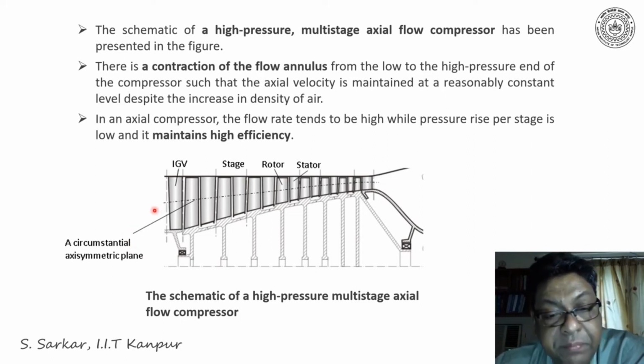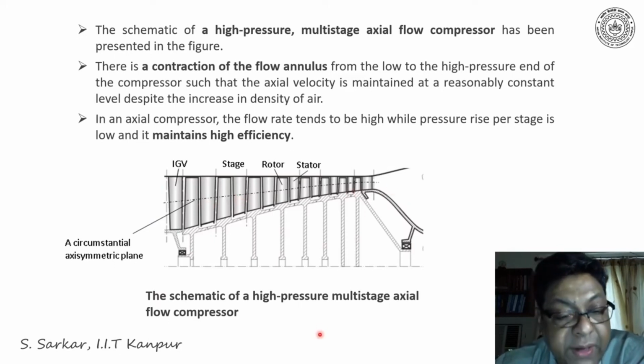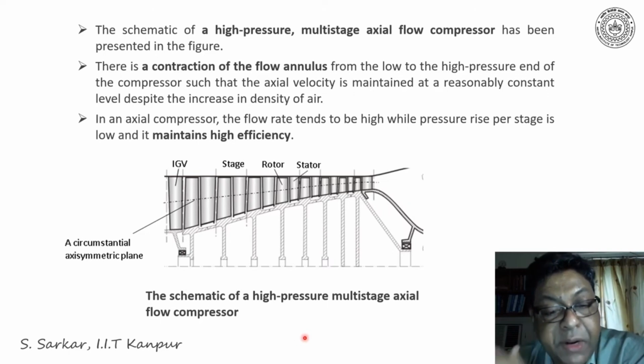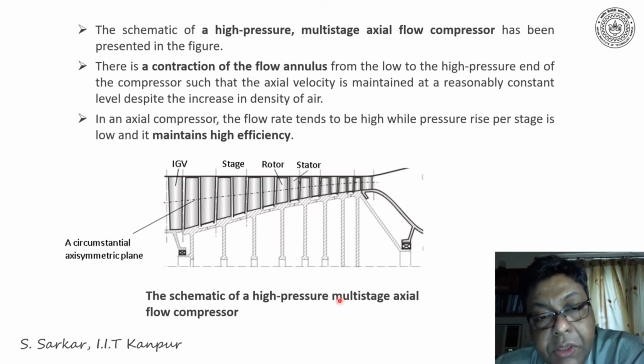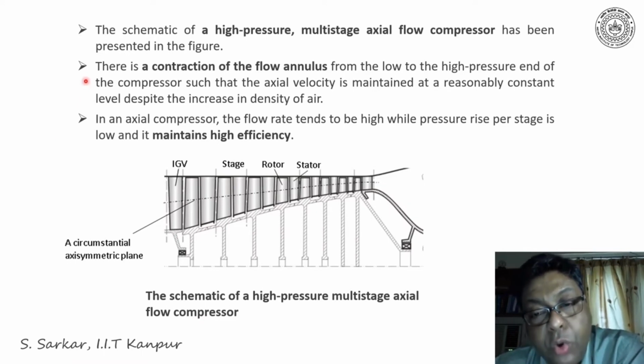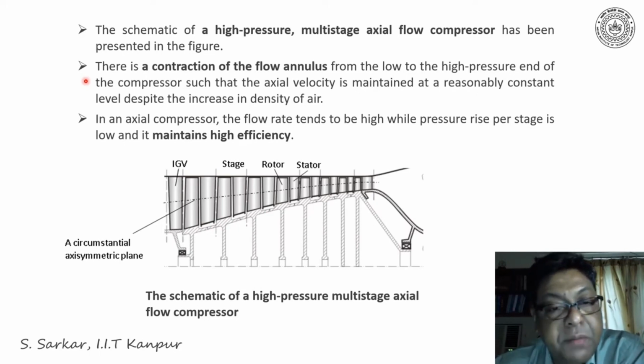Furthermore, I have drawn the central plane by a dotted line, which is a circumferential axisymmetric plane between the hub and the casing. One should note that there is a contraction of flow annulus from the low pressure to the high pressure end of the compressor, such that the axial velocity is maintained at a reasonably constant level despite the increase of density of air.